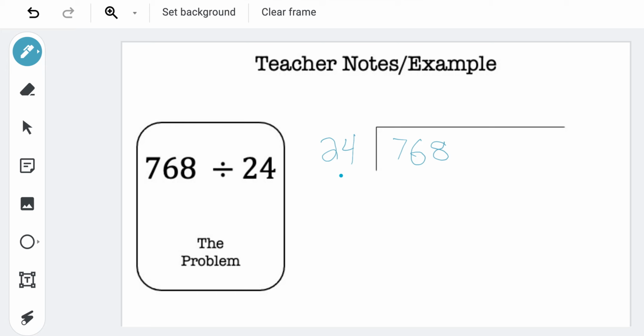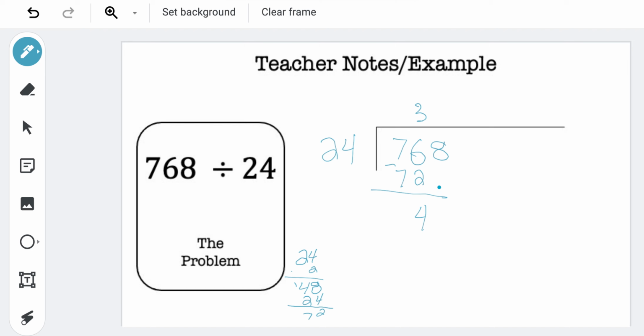So we first got to say, can 24 go into 76? Okay, and let's see, 24, I like to go over here. So 24 times 2 is 48. And if I add another 24 to it, we get 72. So I know that 24 can go into 76 3 times. So 3 times 24 is 72 with a remainder of 4.